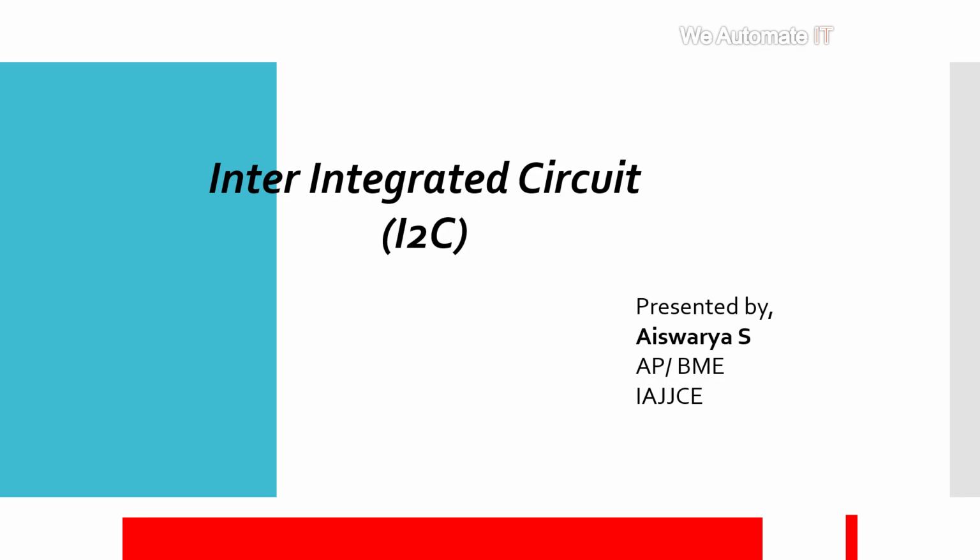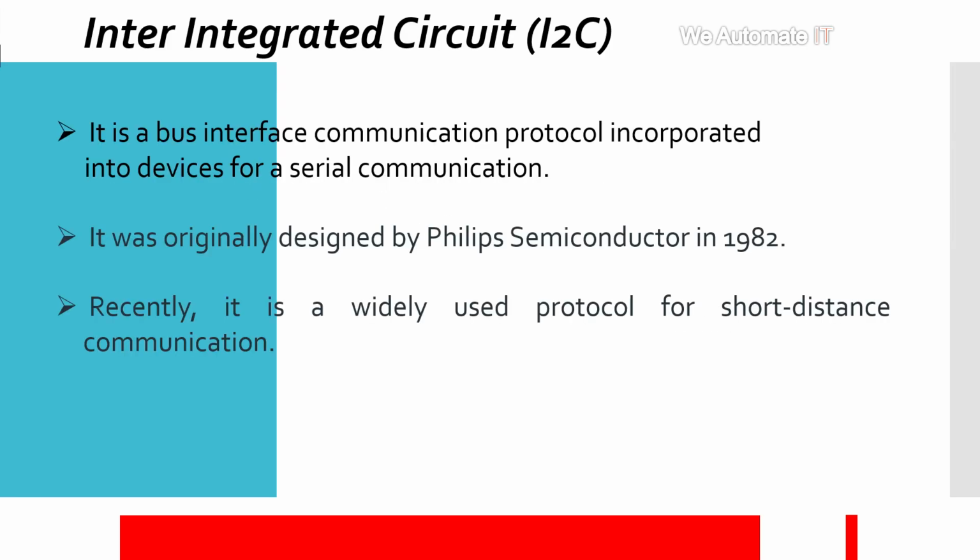I2C stands for Inter-Integrated Circuit. It was developed by Philips Semiconductors, which is now called NXP. Now it is called I2C, but in 1982 it was called by its older name. It is a synchronous serial communication protocol.